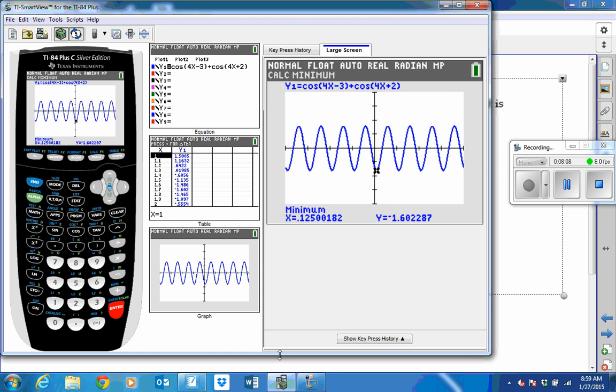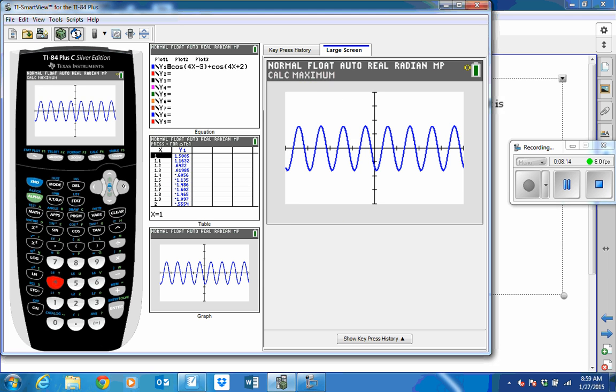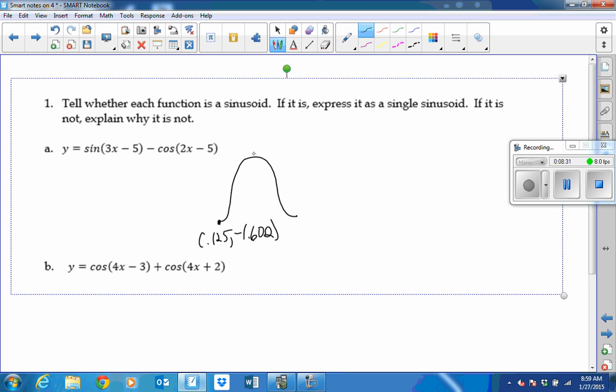Now let's calculate that maximum point. So 4. Left bound, right bound, enter. So that maximum point is at 0.910 and positive 1.602.